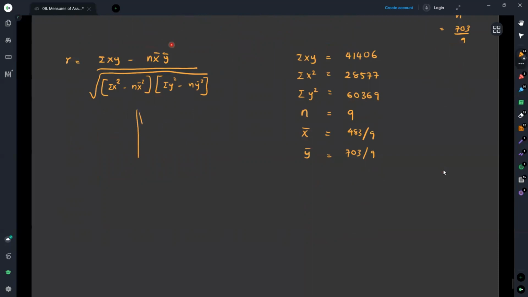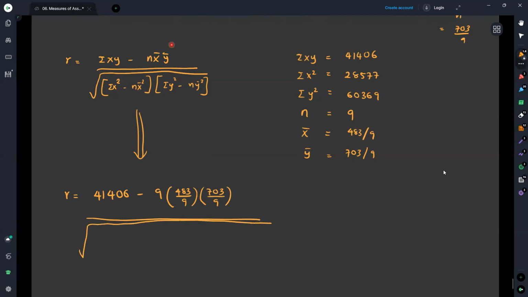Then substitute it here. Then we'll get the value of r equals summation of xy. Summation of xy was obtained as 41,406 minus n, where the value of n is 9. The value of x bar, we can write it as 483 over 9. The value of y bar can be considered as 703 over 9. And thereafter, we need to do the substitution. In the denominator, we are having a square root.